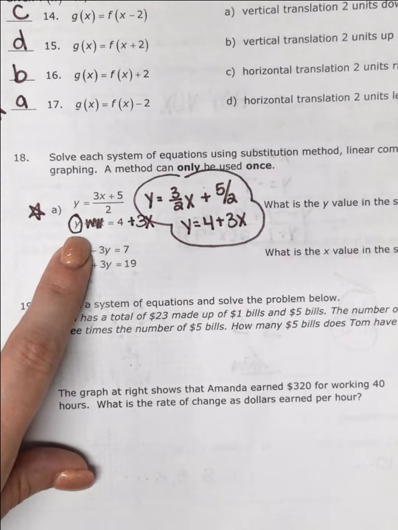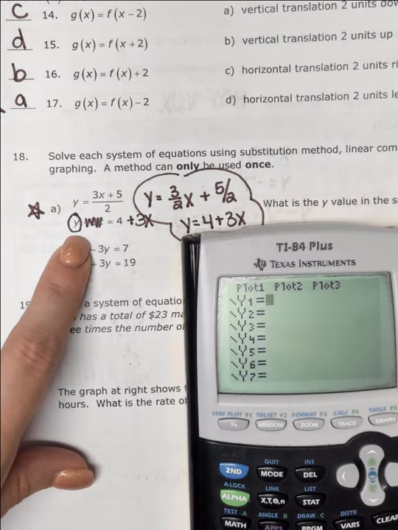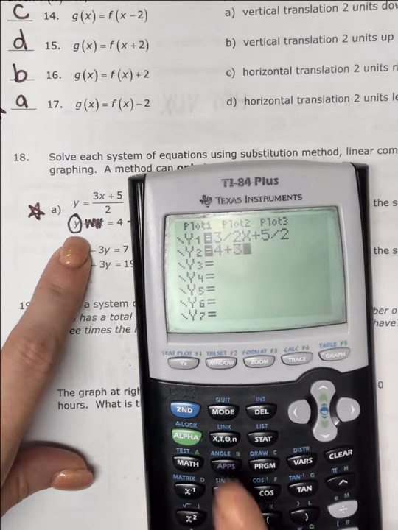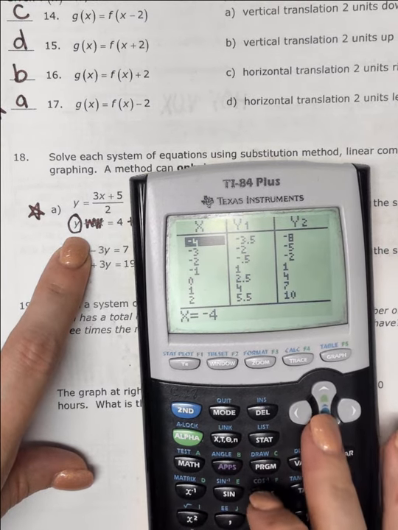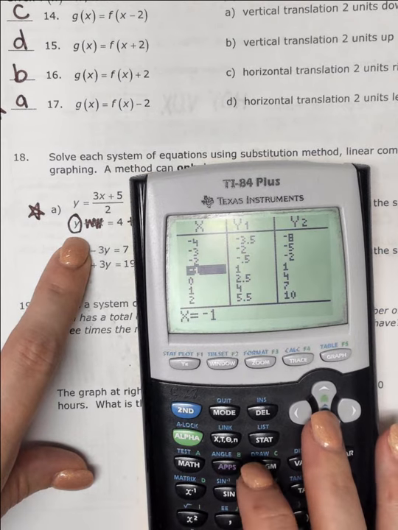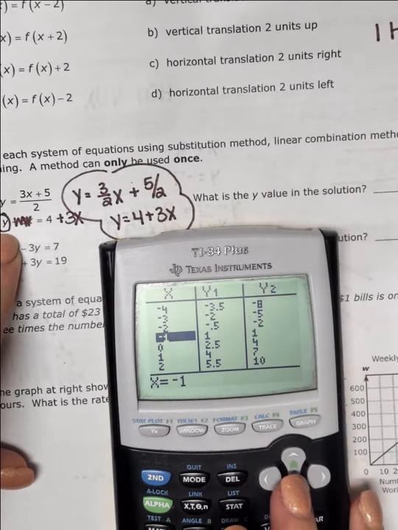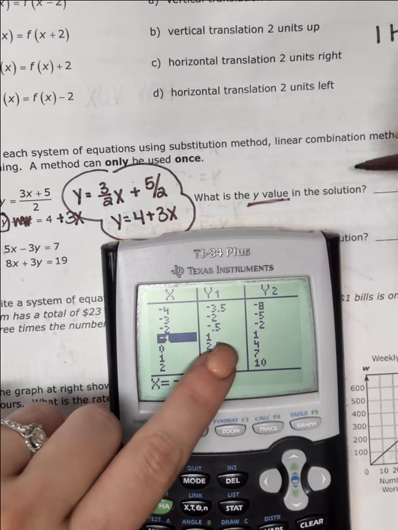So let's plug that in our calculators. 3 divided by 2x plus 5 divided by 2. 4 plus 3x. We go second, graph. And I'm looking for where they're the same, right here, -1. But guess what? It wants the y value. Read carefully. What is the y value? 1.